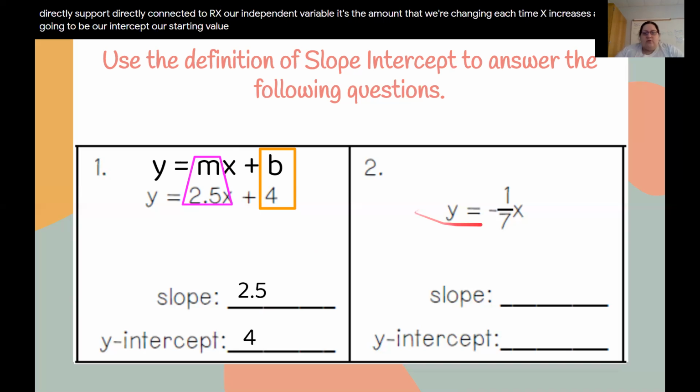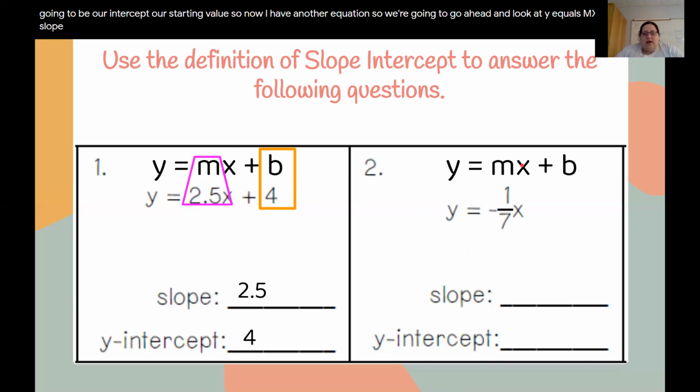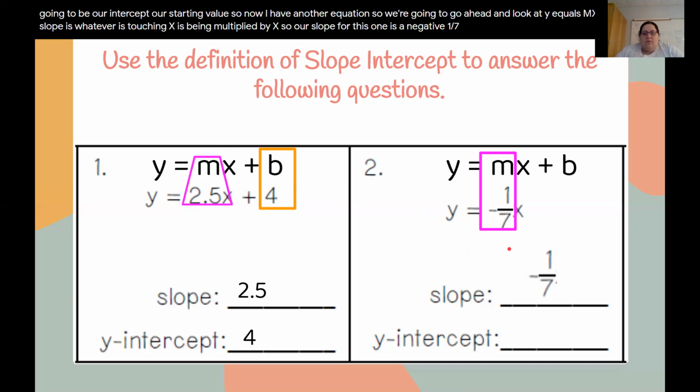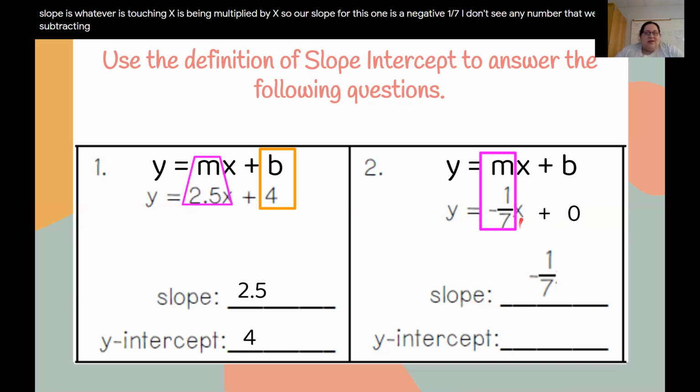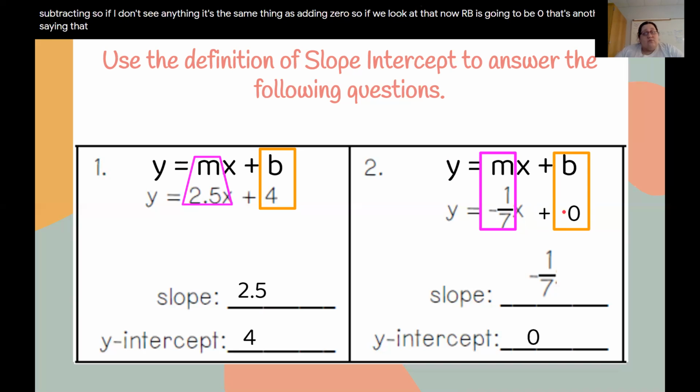So now we have another equation. So we're going to go ahead and look at y equals mx plus b. So our slope is whatever is touching x. It's being multiplied by x. So our slope for this one is -1/7. And then I don't see any number that we're adding or subtracting. So if we don't see anything, it's the same thing as adding 0. So if we look at that now, our b is going to be 0. That's another way of saying that it's going to start at the origin.